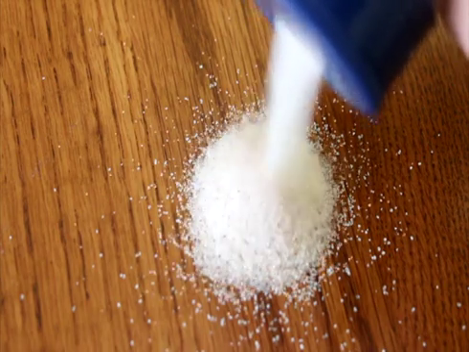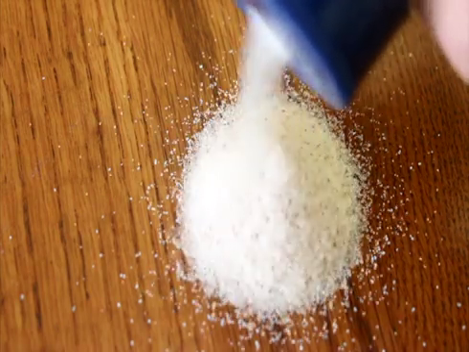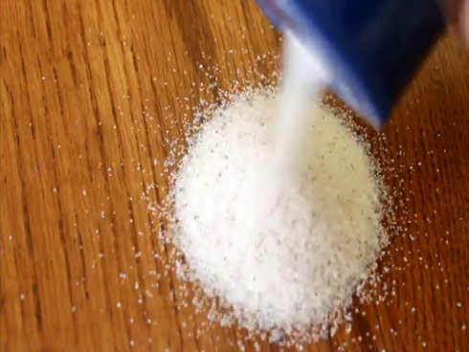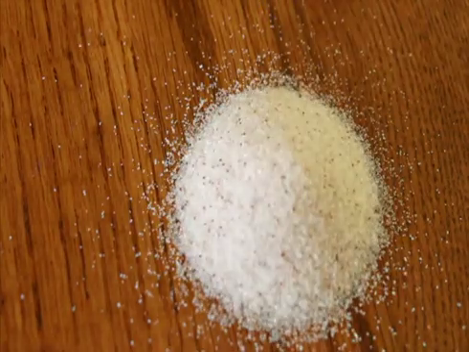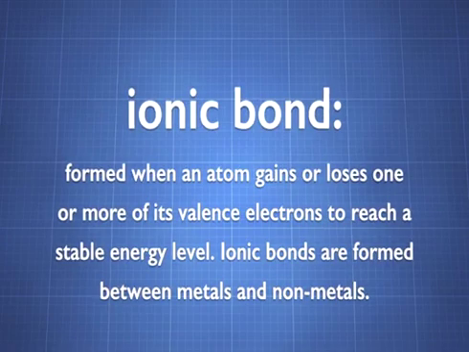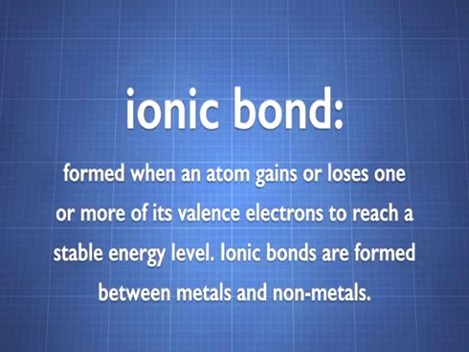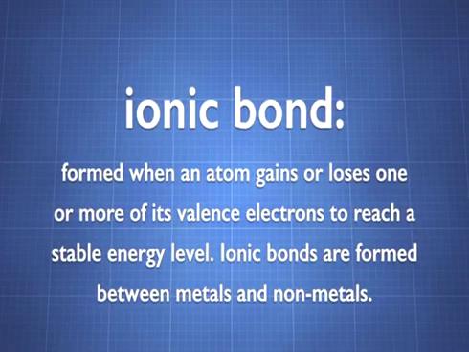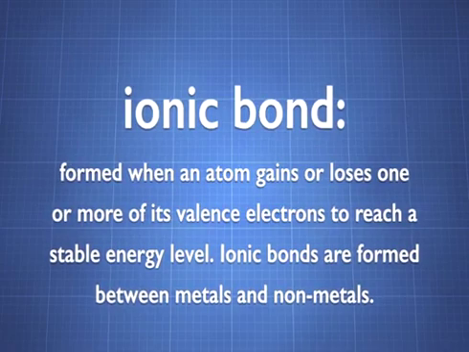Table salt is an ionic compound. A salt molecule is composed of one sodium ion and one chlorine ion. An ionic bond is formed when an atom gains or loses one or more of its valence electrons to reach a stable energy level. Ionic bonds are formed between metals and nonmetals.